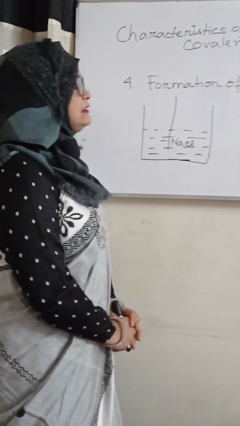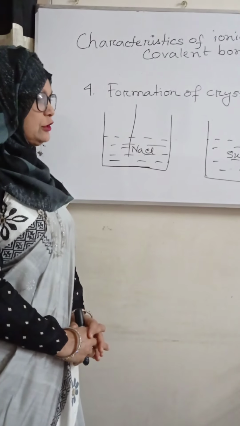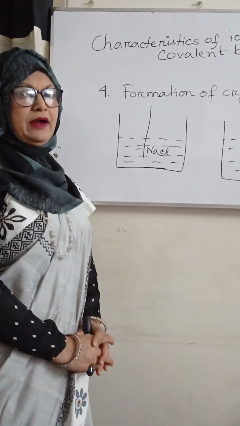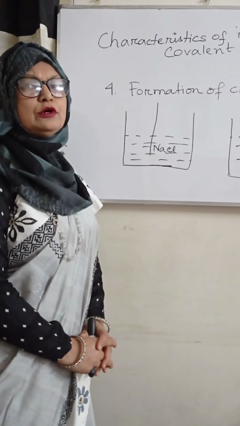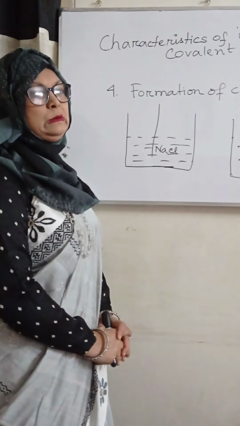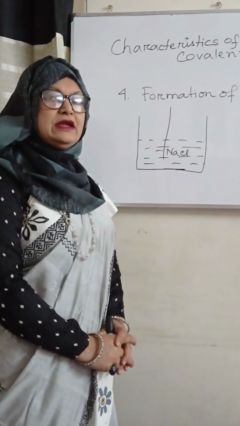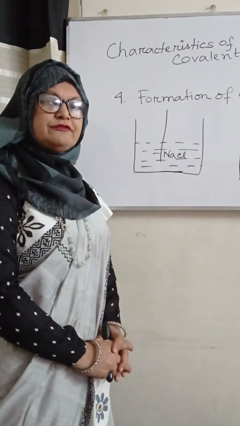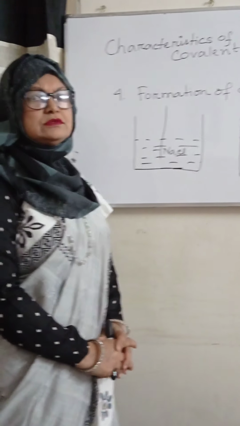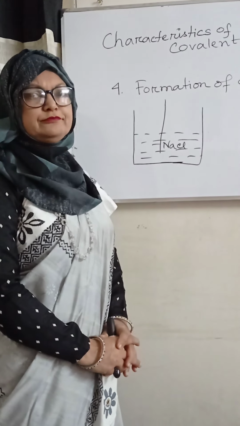And number three, electrical conductivity. Ionic compounds conduct electricity, and on the other hand covalent compounds don't conduct electricity. And formation of crystal. Ionic compounds remain in crystal form, and on the other hand covalent compounds don't remain in crystal form.